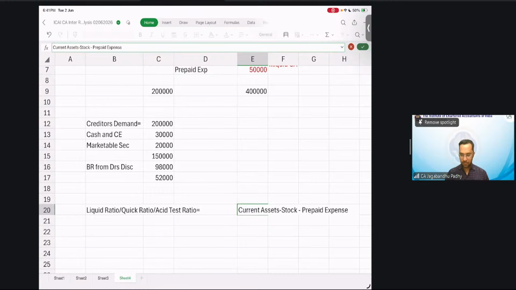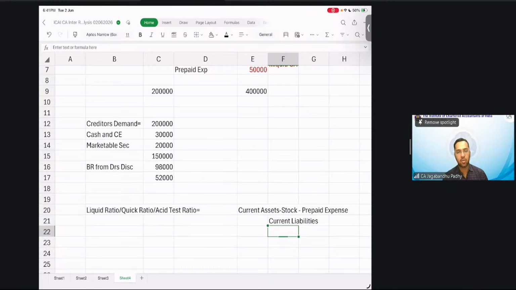Right? So current assets minus stock minus prepaid expense, and then you divide it by current liabilities. Current assets minus stock minus prepaid expense upon current liabilities. That's going to be your liquid ratio, quick ratio, or acid test ratio.